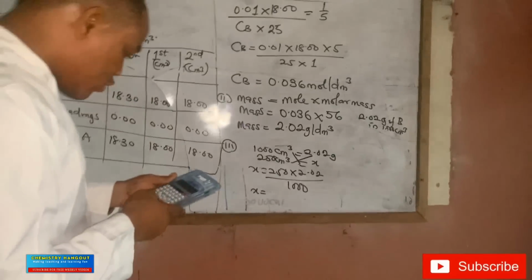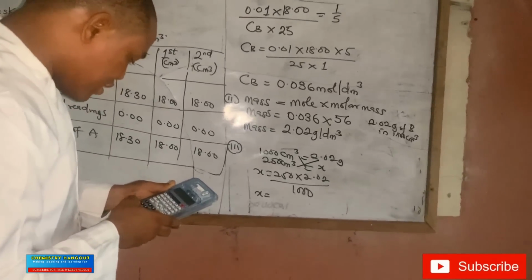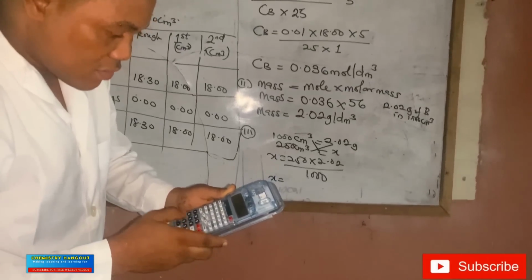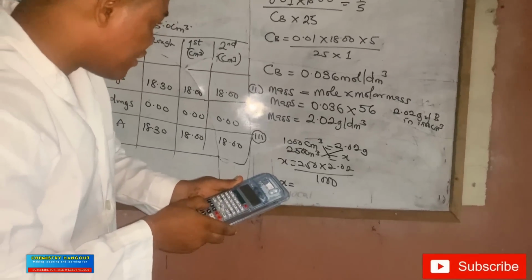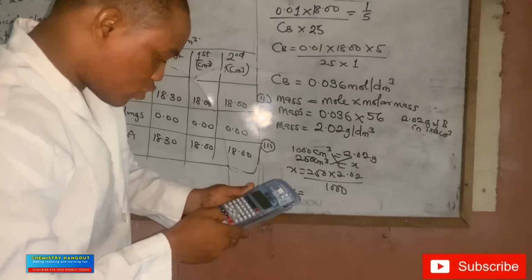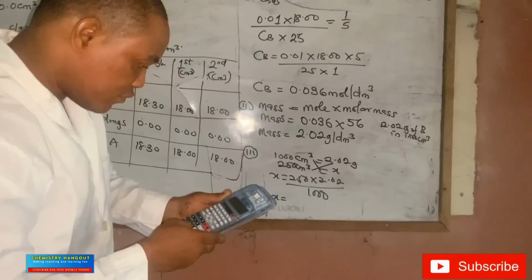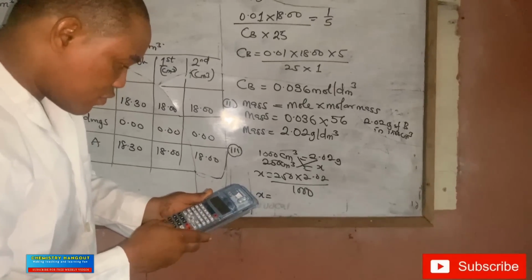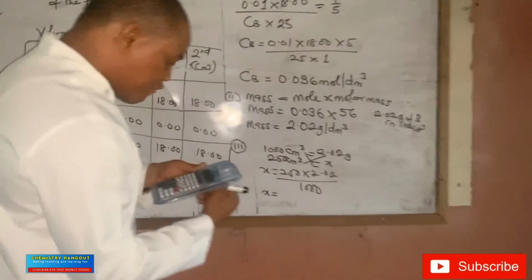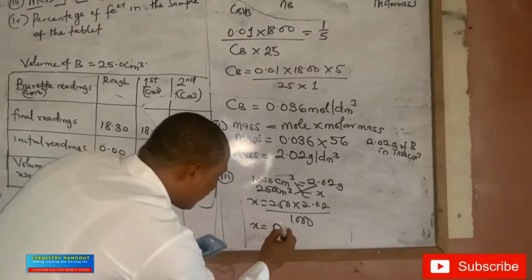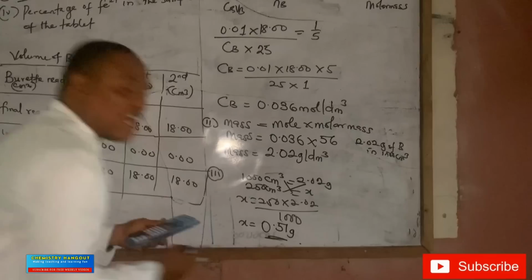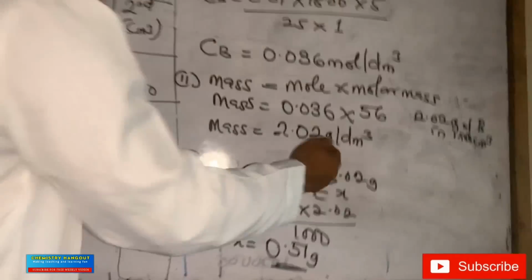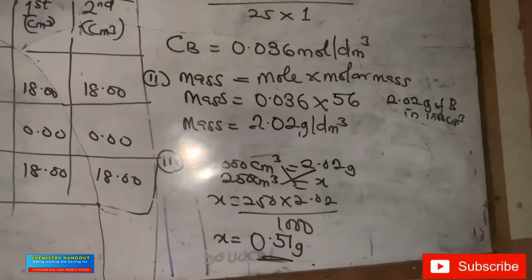Let's see. 250 times 2.02, okay, that's 505, divide 1000. That's giving us 0.505. So let's say 0.51 gram. I don't know if that is clear. Very simple. We have gotten the mass of B in this. So 2.02 gram of B, we have it in 1000. They said, what is now what we have in 250?